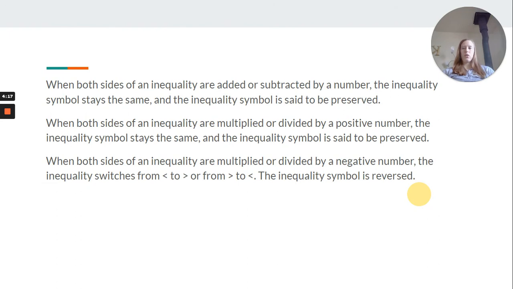Next, we looked at inequalities. So when both sides of an inequality are added or subtracted by a number, the inequality symbol stays the same, and the inequality symbol is said to be preserved. When both sides of an inequality are multiplied or divided by a positive number, the inequality symbol stays the same, and the inequality symbol is said to be preserved. So added or subtracted by any number, multiplied or divided by a positive number, but when both sides of an inequality are multiplied or divided by a negative number, the inequality switches from greater than to less than, or from less than to greater than.